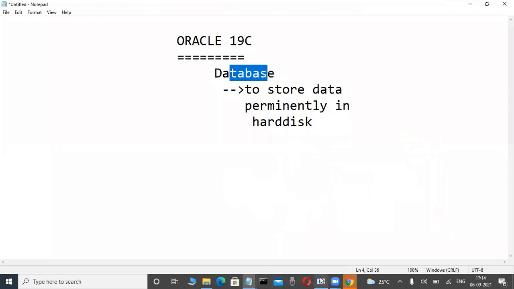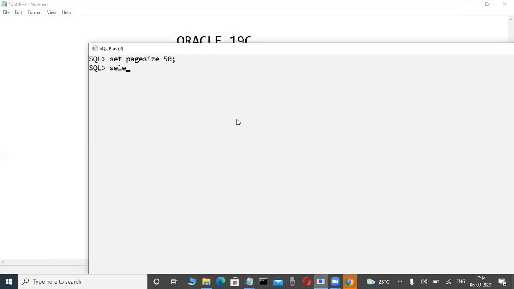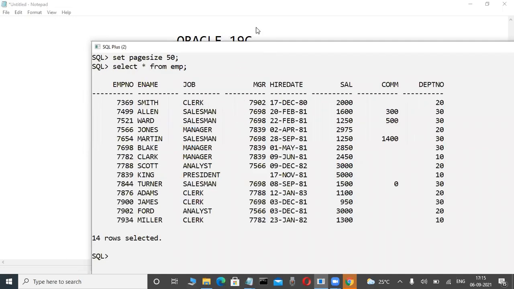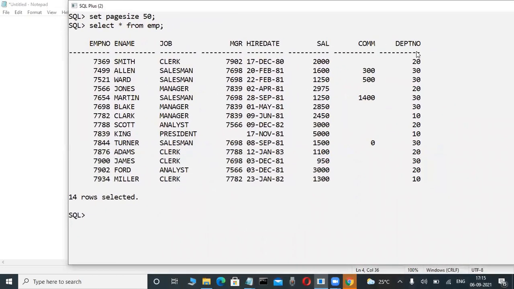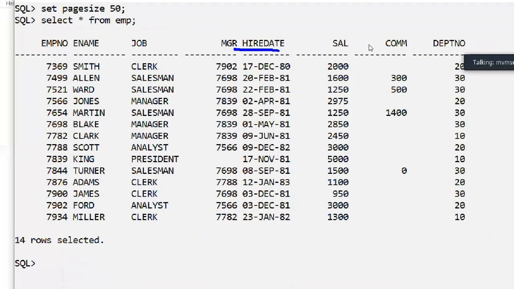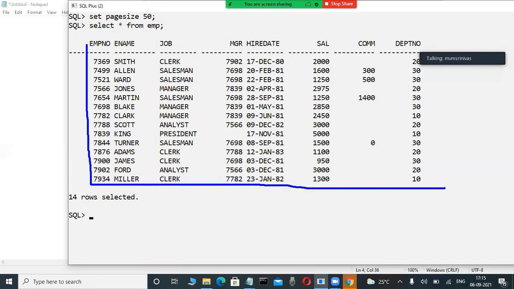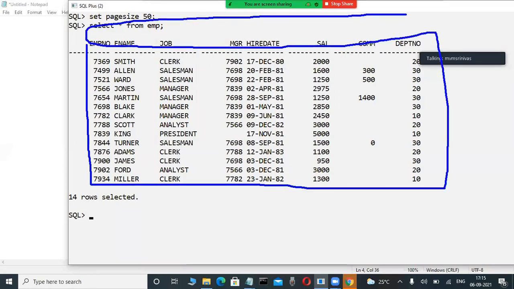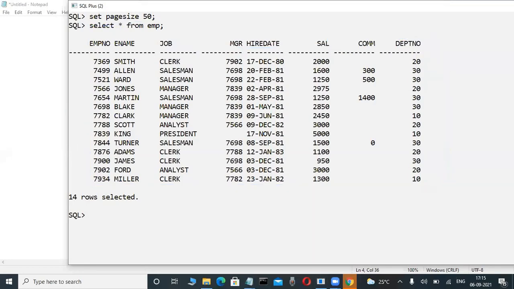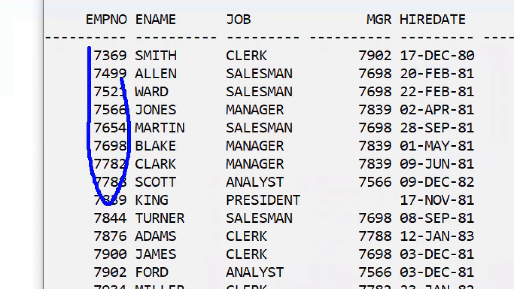Now check the screen. Suppose this is a database, and in my database employee details are available: employee numbers, employee names, jobs, their managers, hire date meaning joining date, salaries, commission, and department number. The data is in a structured manner, meaning table format. A newcomer should observe that this column stores only numbers, and this column stores only strings.